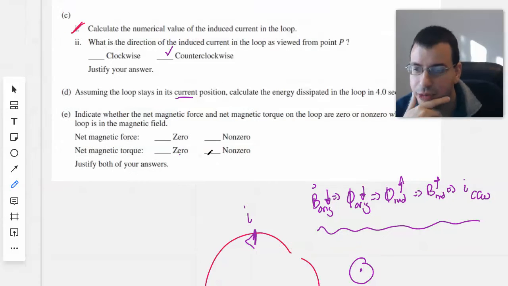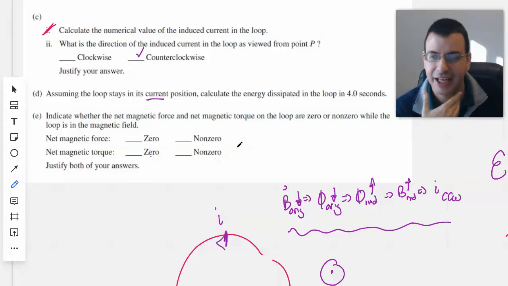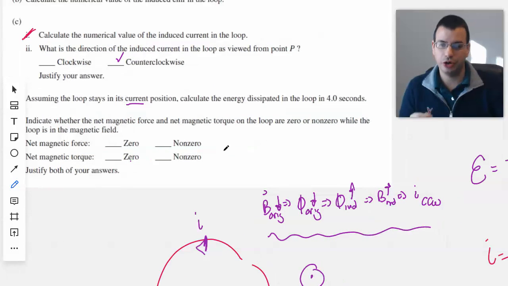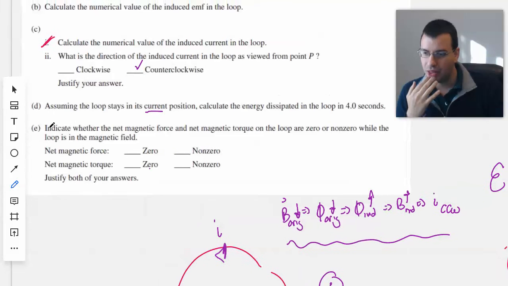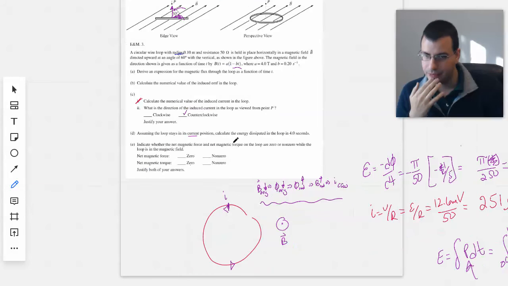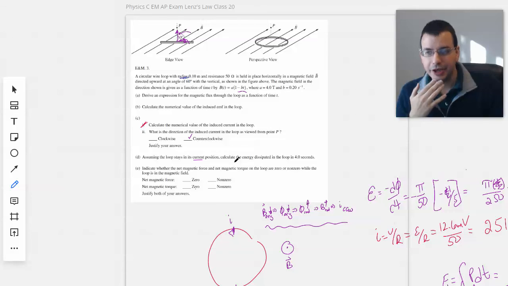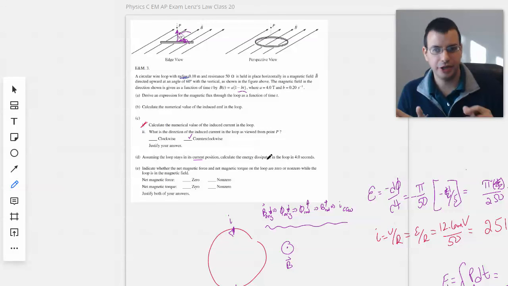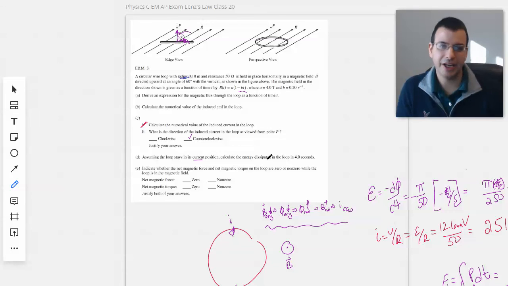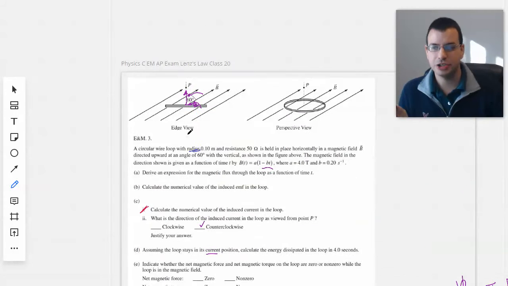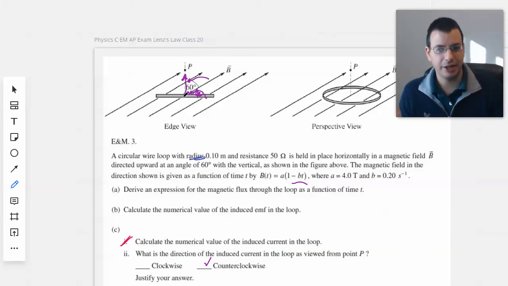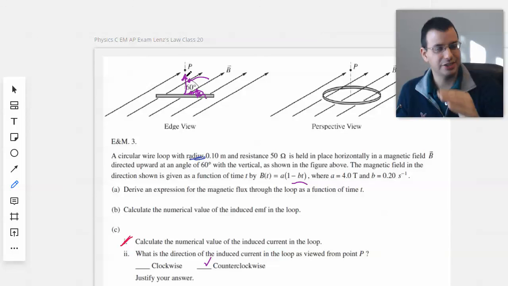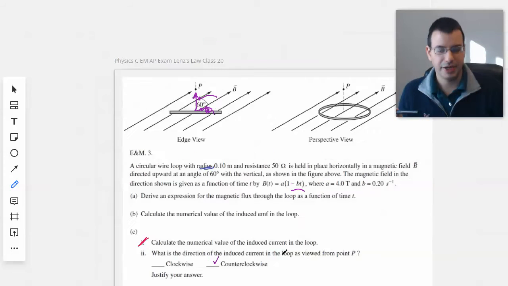Indicate whether the magnetic force and net magnetic torque in the loop are 0 or non-zero while the loop is in the magnetic field. Okay, so it feels like there's going to be a torque because magnetic fields want to align. So what's probably going to happen is there's going to be a current. It's going to create a magnetic field going up, and this magnetic field going up is going to want to align itself with this magnetic field.